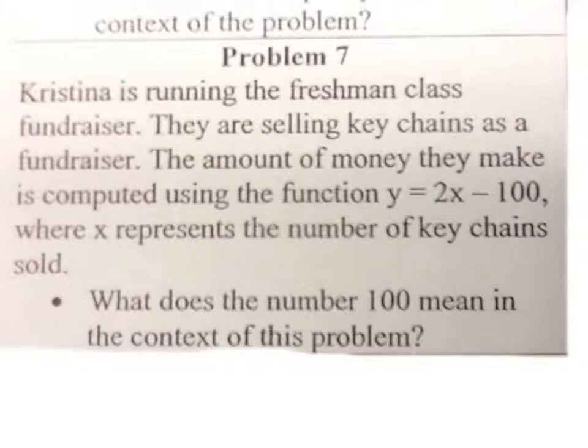Moving on to problem 7, Christina here is running a fundraiser for the freshman class. They're selling keychains. She gets this function here to figure out how much money they've made. And the 100 meaning in context, well, right here you have to subtract 100. So you're a fundraiser, you have to think about reasons why you would want to subtract $100. In this case, it's probably just to make the keychains.